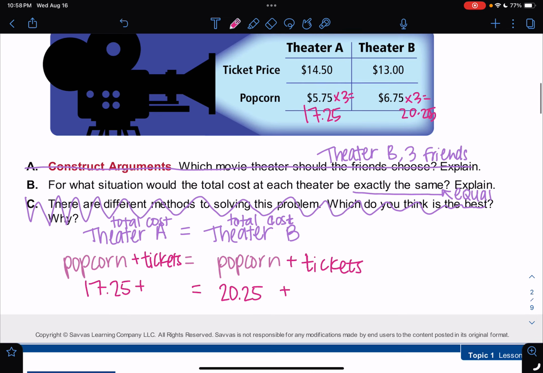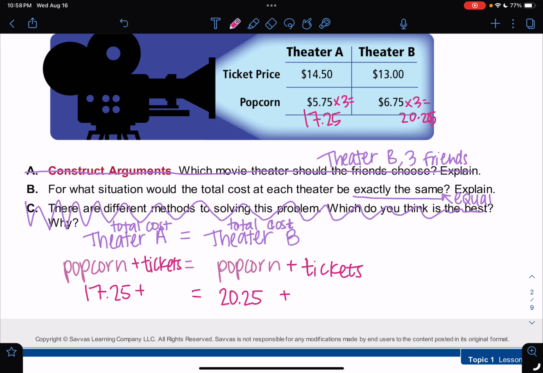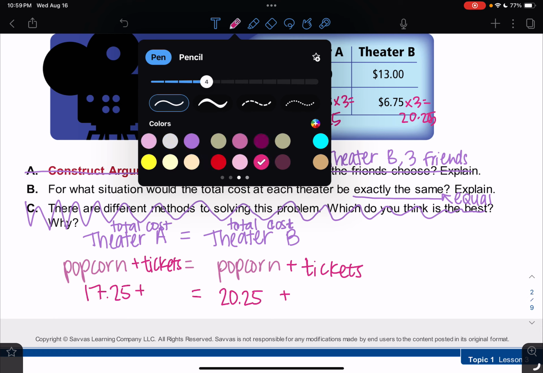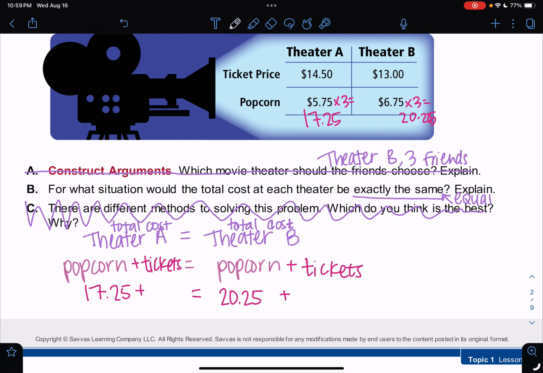And then I've got the tickets, right? So for tickets, I have 2 things. I've got the actual cost of the tickets and the number of tickets you actually are buying. They don't tell us the number of tickets that we're buying. So the amount of tickets is unknown. So write that on your paper. That's important to us, to know that the amount of tickets is unknown.